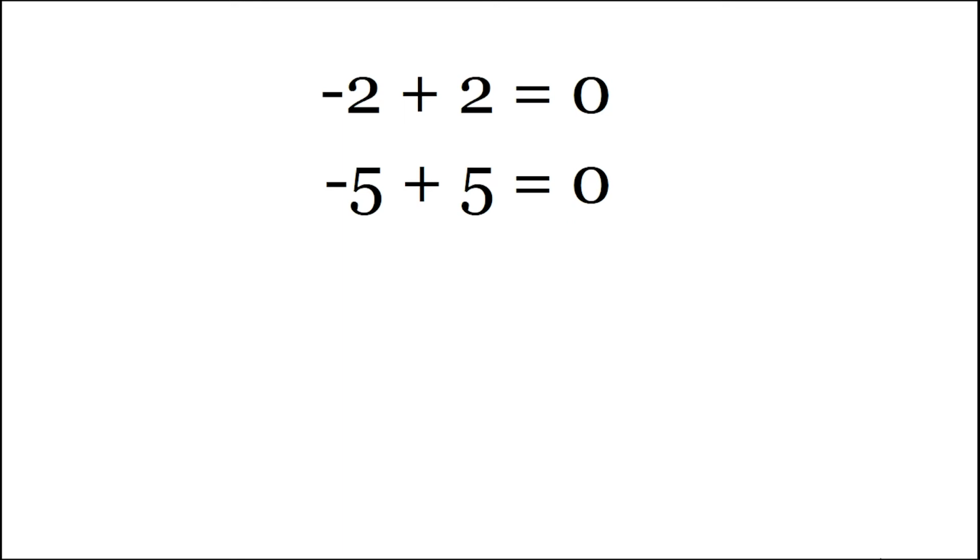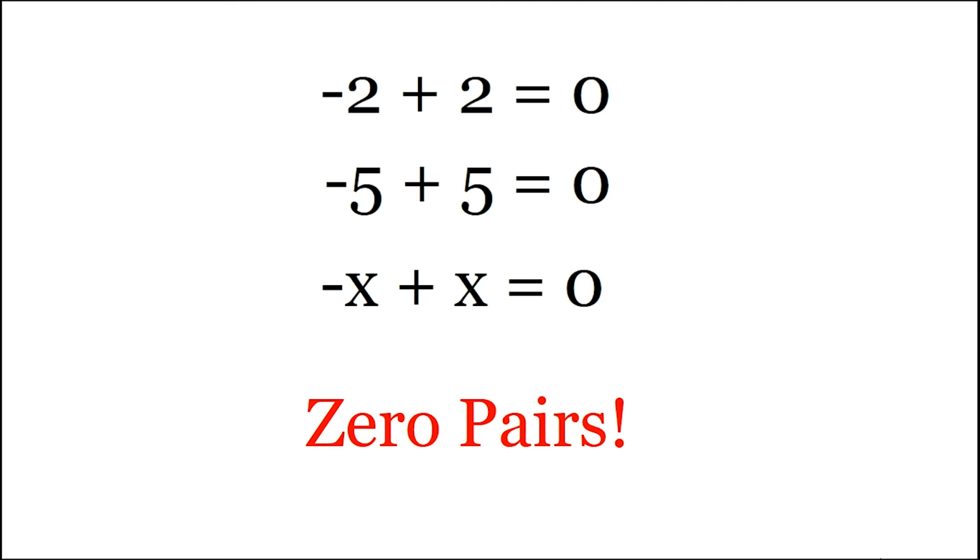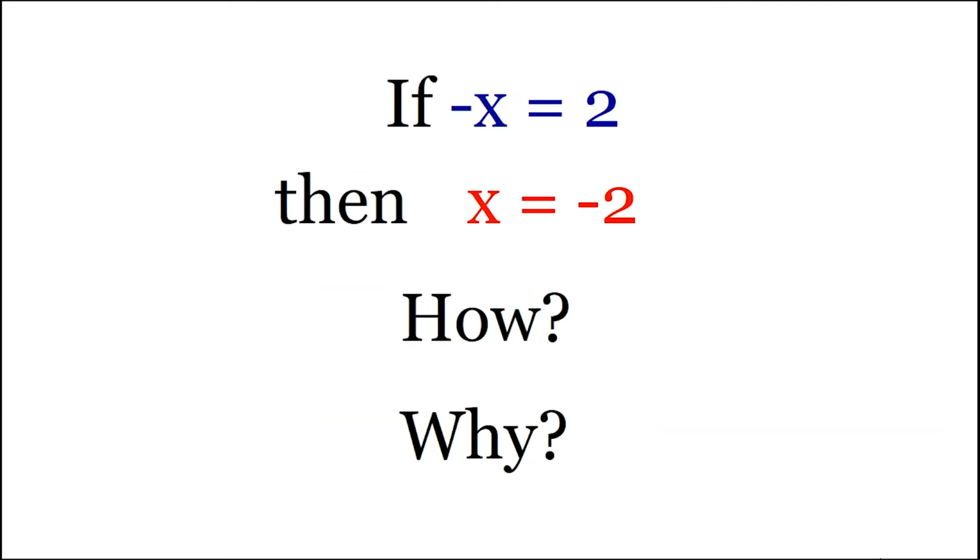Negative 5 plus 5 is 0. Let's extend the same to negative x plus x using a variable, which also equals 0. These are the ones we call zero pairs. We are going to use the idea of the zero pair to establish how, if negative x is equal to 2, x can become negative 2.